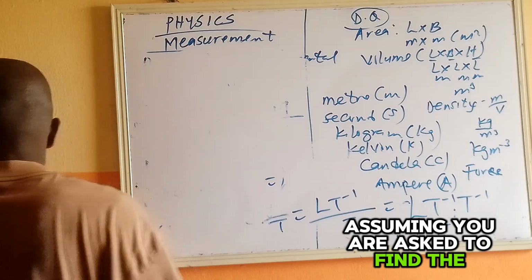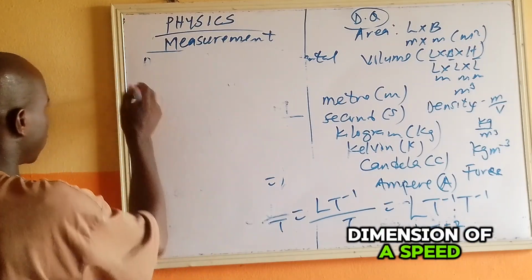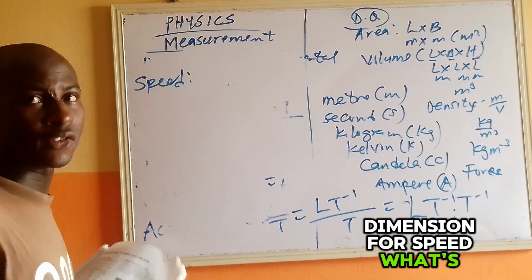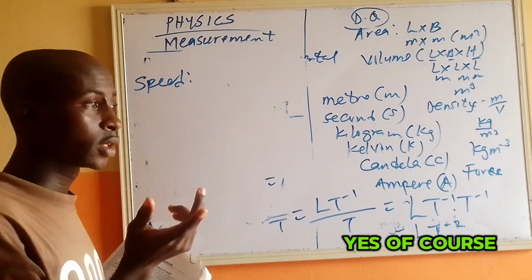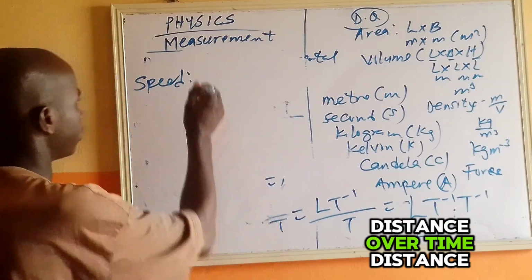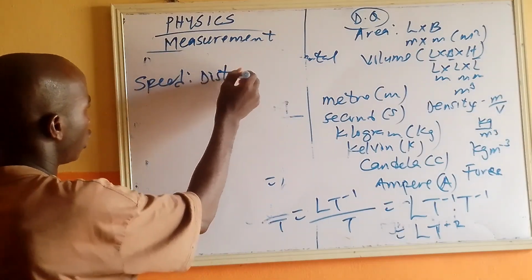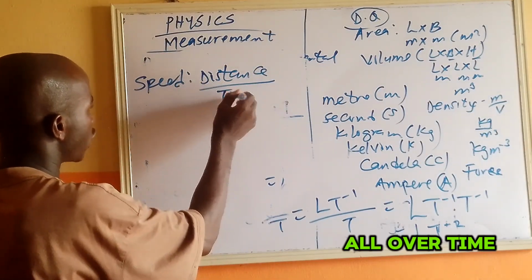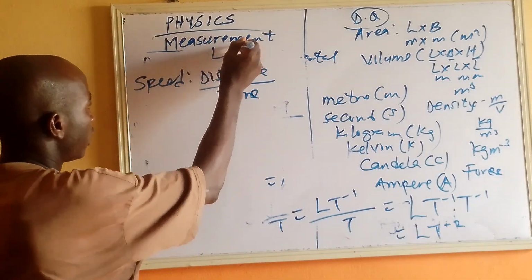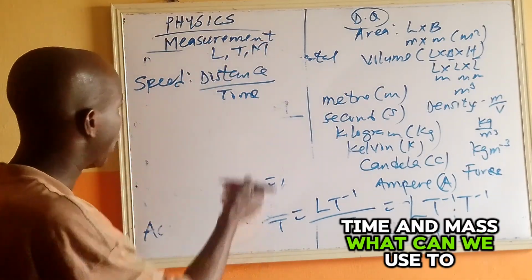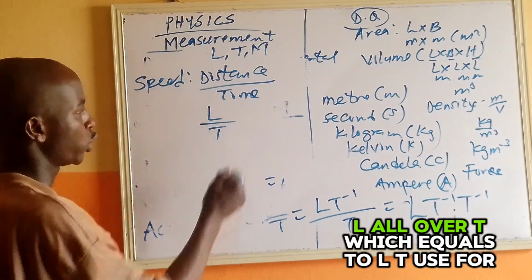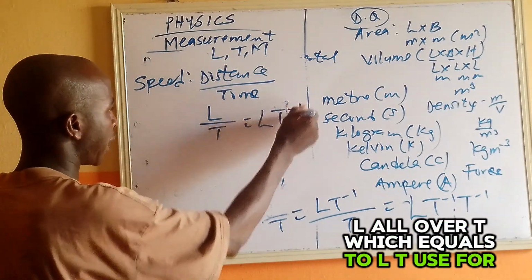Assuming you are asked to find the dimension of speed. Dimension for speed. What is the formula for speed? Yes, of course, you have to remember speed is what? Distance over time. Distance all over time. Since we have said that all what we need for dimension is length, time, and mass, what can we use to represent distance? L all over t, which equals to what? LT raised power minus 1.